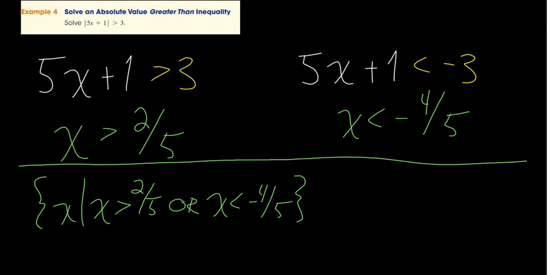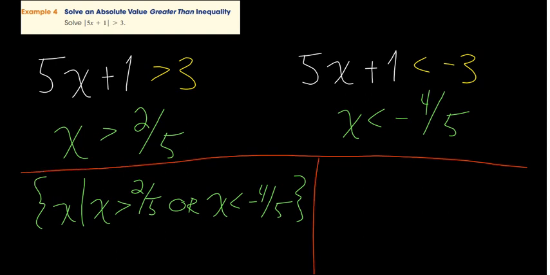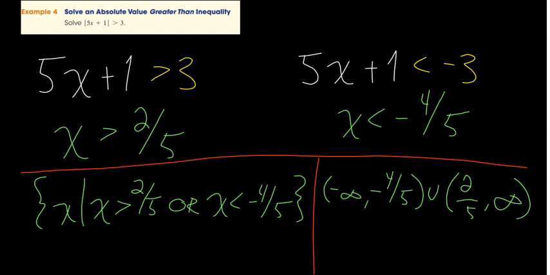let's change this color. Let's change it to red and red. So we would say negative infinity to negative 4/5, and it's going to be unioned with 2/5 to infinity. So again, it's what we did the other day.